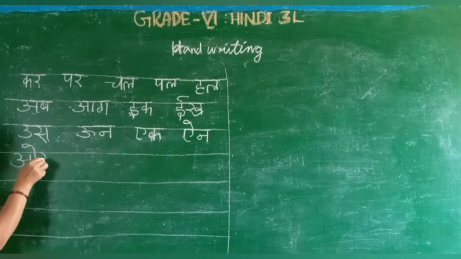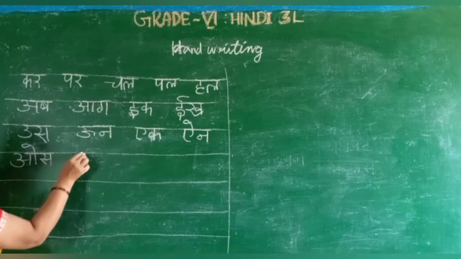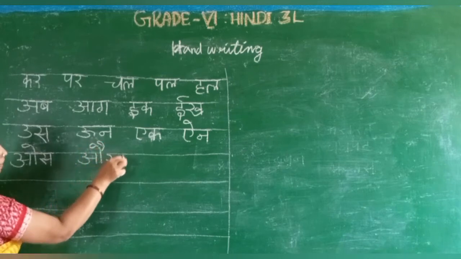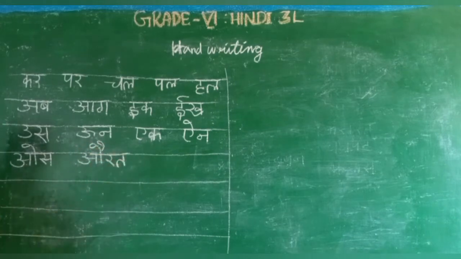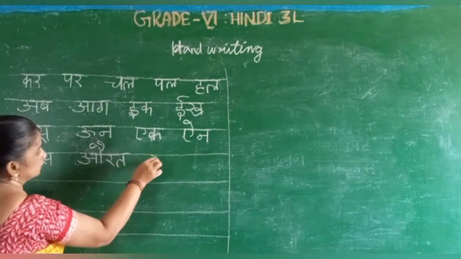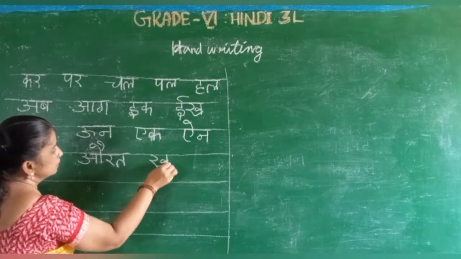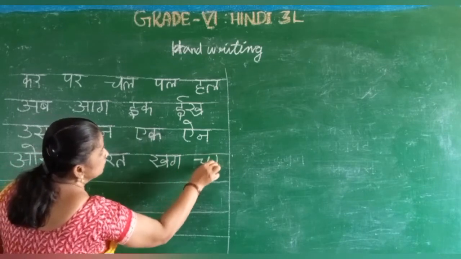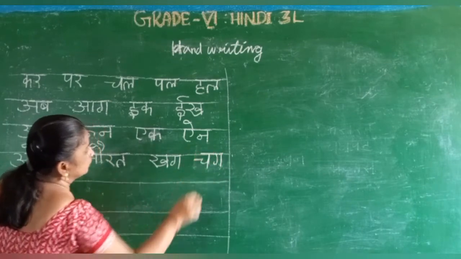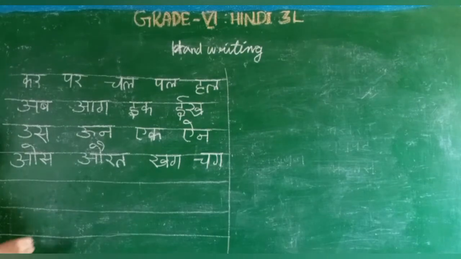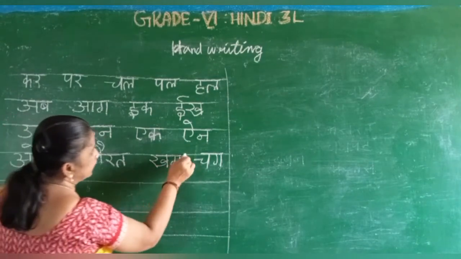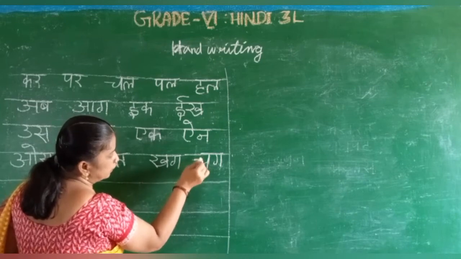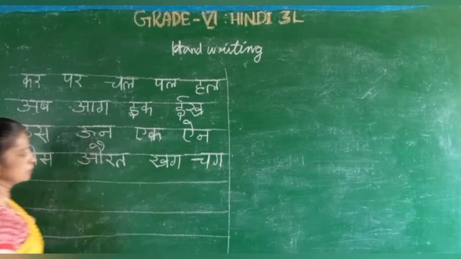O, sa, os, au, ra, ta, aurat. And next. Ka, ga, kag, cha, ga, chag. You see that cha letter, the line is here, but you keep the sleeping line in the middle of the line. See, like this one, chag.